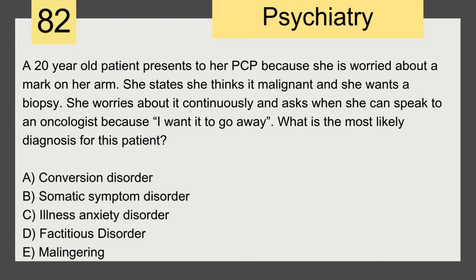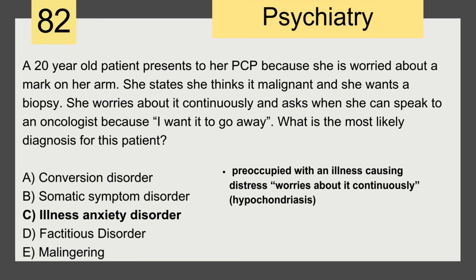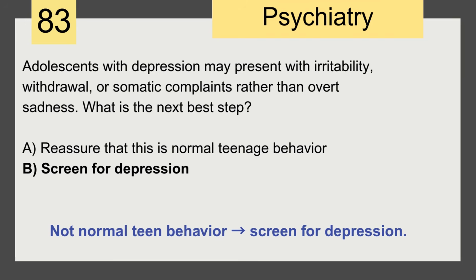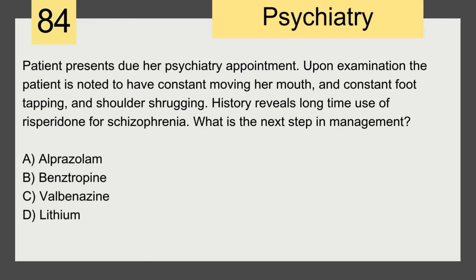Question 82. Here, there's no reason to assume that there's an illness. The patient doesn't have symptoms, but they're worried about being ill. That's illness anxiety disorder, which used to be called hypochondriasis. Question 83. An adolescent with irritability and withdrawal, and they have somatic complaints rather than overt sadness. So here we have to screen for depression because sometimes in teen behavior, it comes out in interesting ways, such as social withdrawal.